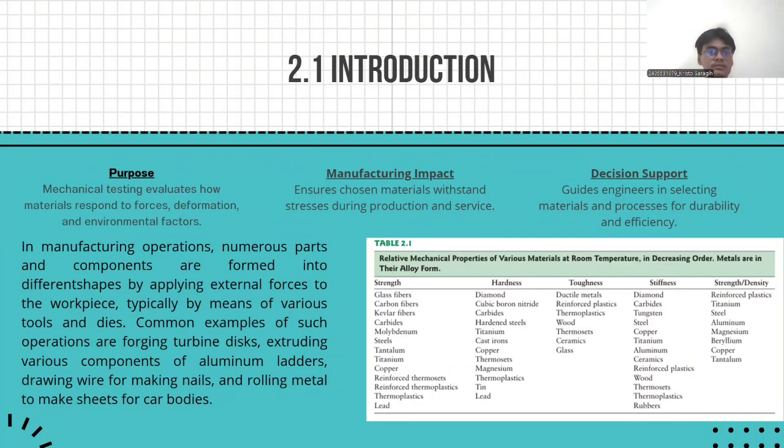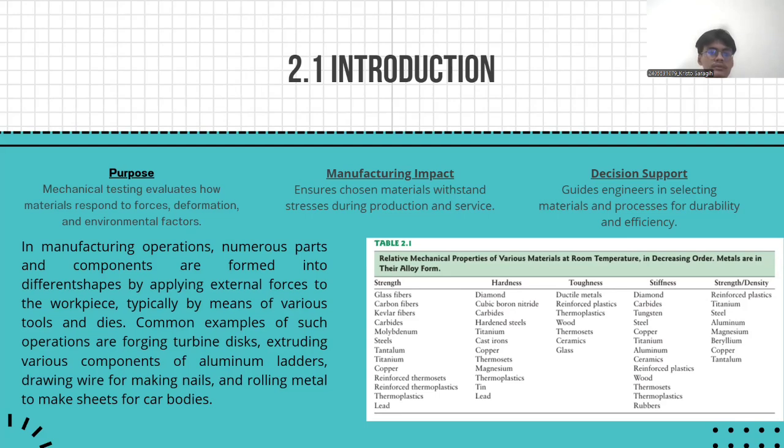I want to explain manufacturing engineering and technology for chapter 2. Introduction. The purpose is mechanical testing, which evaluates how material responds to force, deformation, and environmental factors. Manufacturing impact ensures the chosen material withstands stresses during production and service. Decision support is that the engineer selects material and process for durability and efficiency.